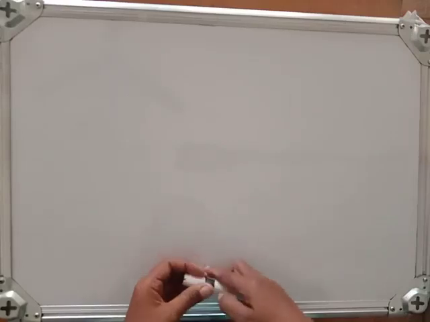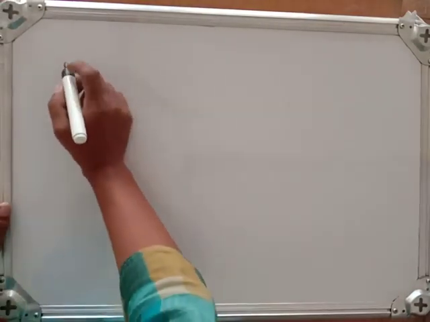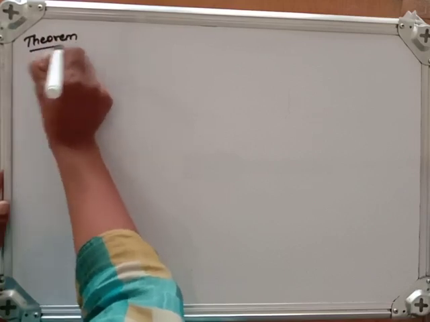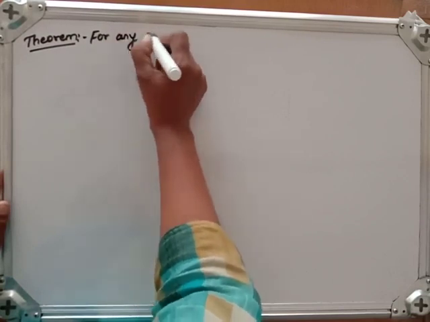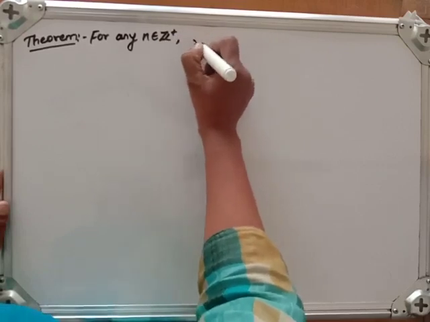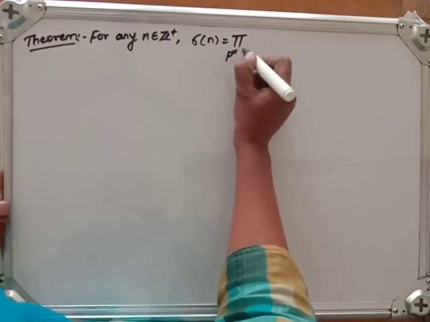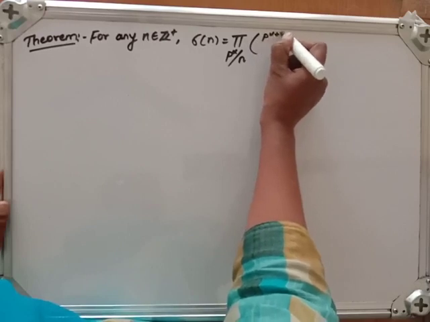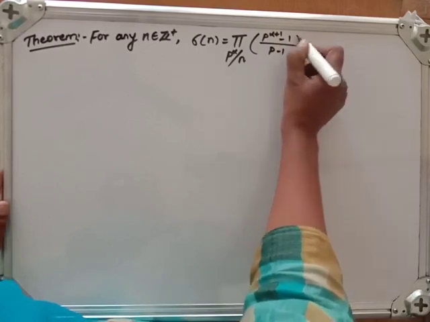Hello students, now let's continue the arithmetic functions. Now let's see the next theorem. For any n belongs to Z plus, that is positive integer, sigma n is equal to the product of p raised to alpha divides n, p raised to alpha plus 1 minus 1 upon p minus 1.